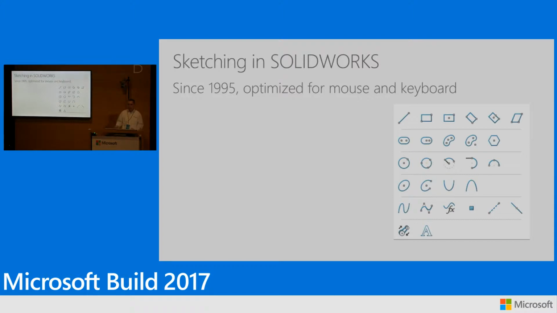So sketching in SolidWorks, you start with a 2D sketch. That's the basis of creating any of those 3D things that you create. You create a 2D sketch and you extrude it out, and it's very optimized for mouse and keyboard, right? So you pick primitives, you pick points on the screen, and you drop in the lines or the shapes that you want.